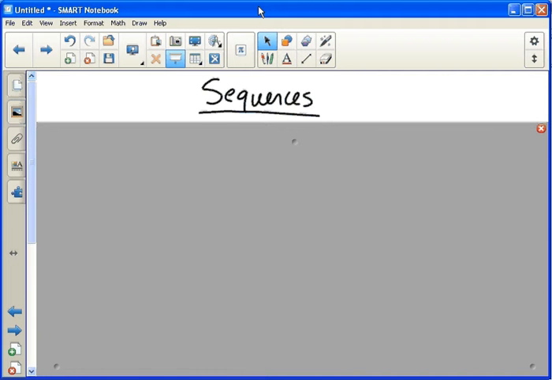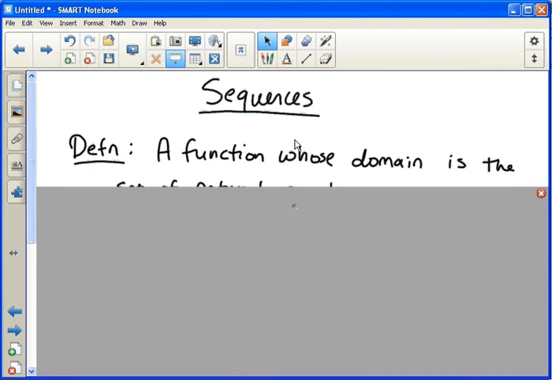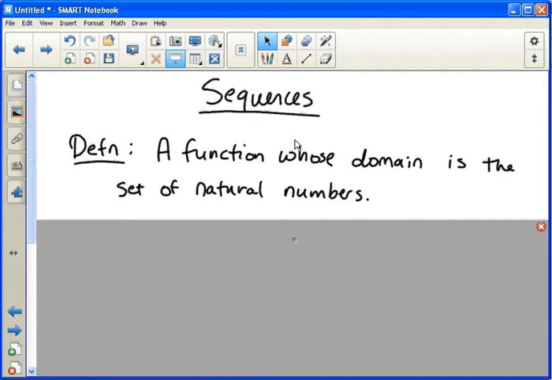So let's look at a more formal definition. A sequence is a function whose domain is the set of natural numbers. If you remember, natural numbers are just 1, 2, 3, 4, 5, 6, 7, 8, 9, 10, 11, 12. So essentially it's the positive integers. So you can't plug in 1.5 or 3.1, and you also can't plug in negatives.